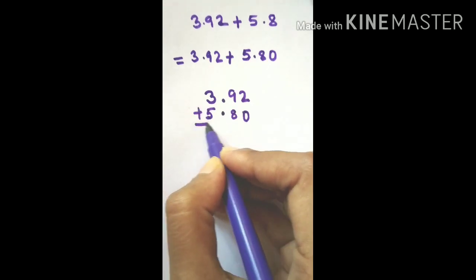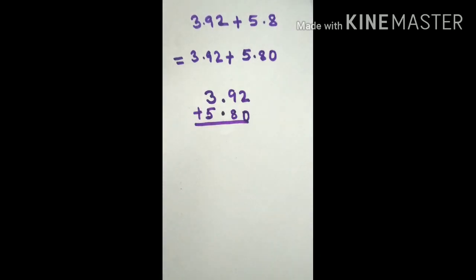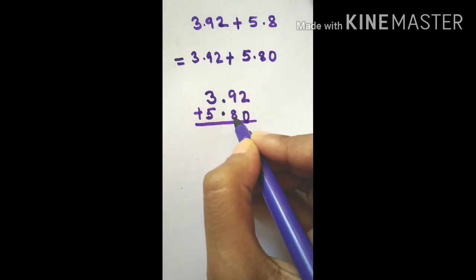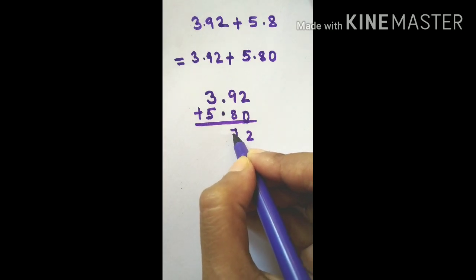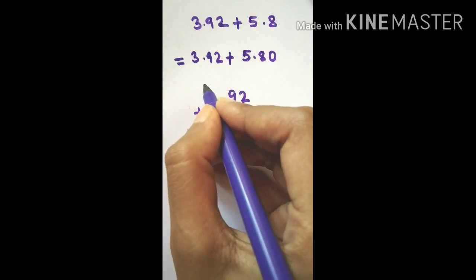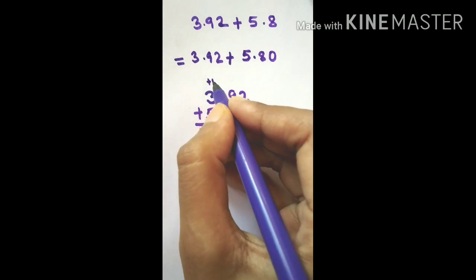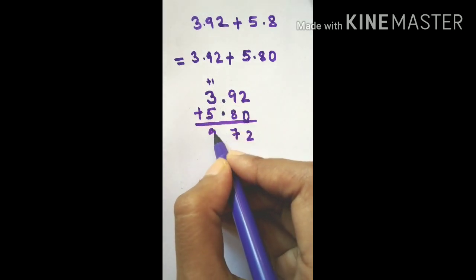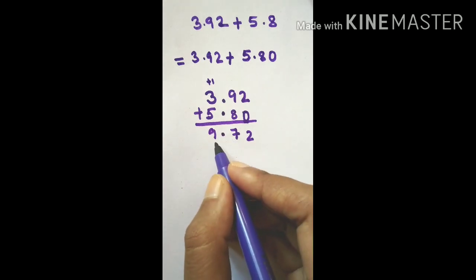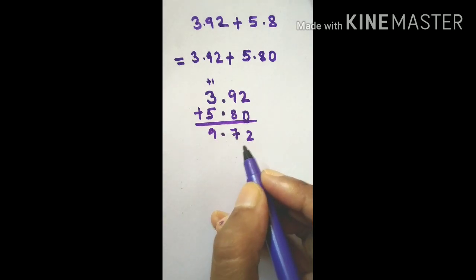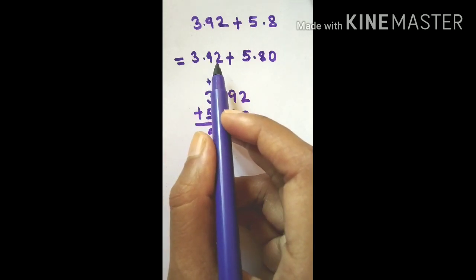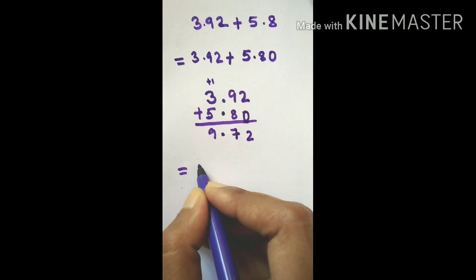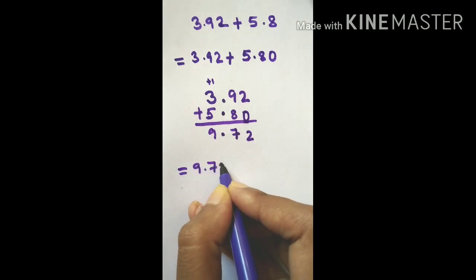Now, we will add them. 2 plus 0 is 2. 9 plus 8 is 17. We'll write 7 and 1 will be carried here. 5 plus 3 is 8, plus 1 is 9. So we will get 9.72. So 3.92 plus 5.80 is equal to 9.72.